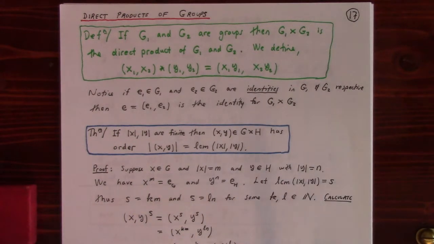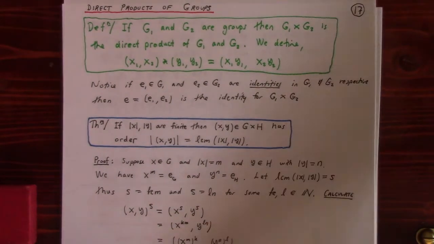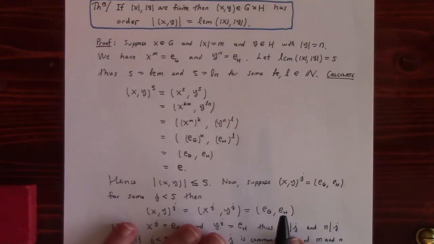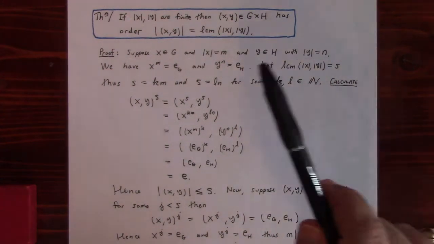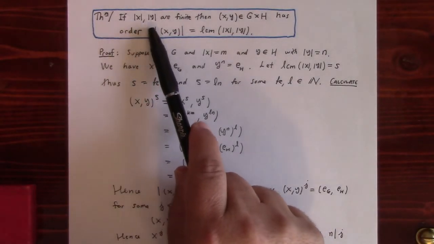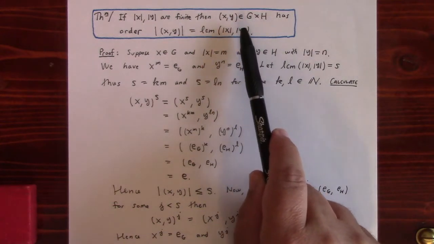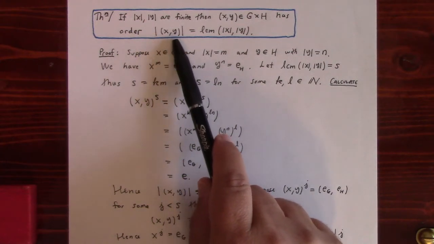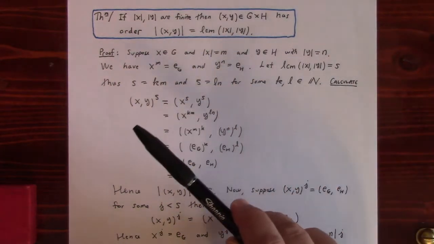And that brings us to our first theorem about the direct product group, and it concerns the order of the element. This is pretty cool and super useful, and allows you to solve a wide array of problems. If the orders of x and y are finite in the direct product G cross H, then the order of the pair x comma y is the least common multiple of the orders of the elements paired.